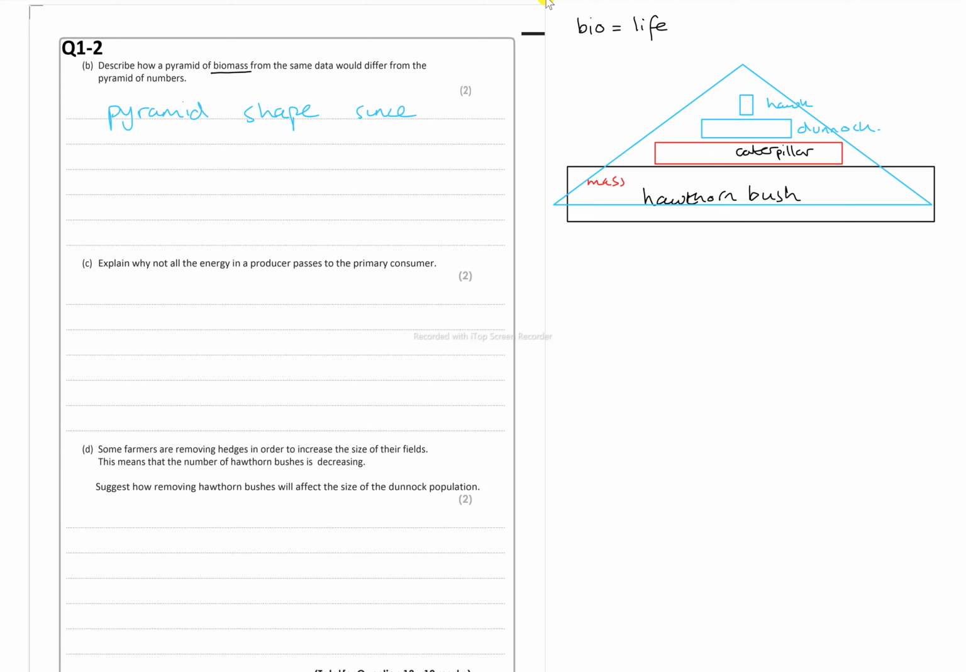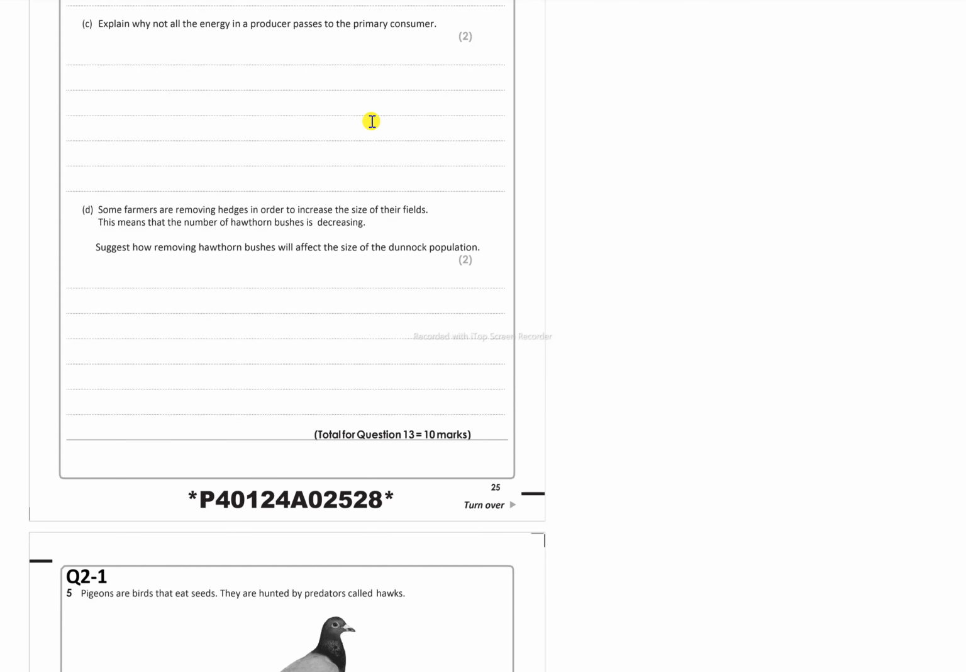since different organisms have different masses or biomasses. Let's call it masses. That's it. And you just represent it with different widths of bar.